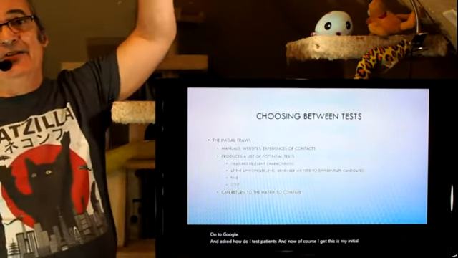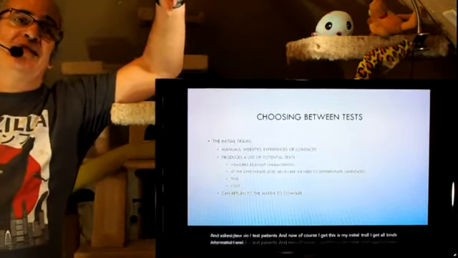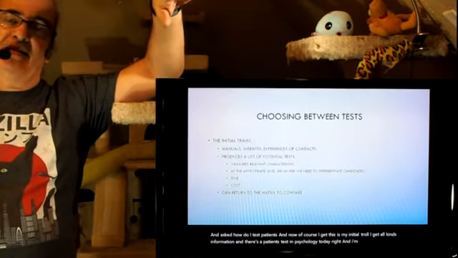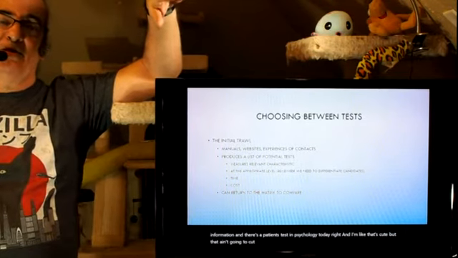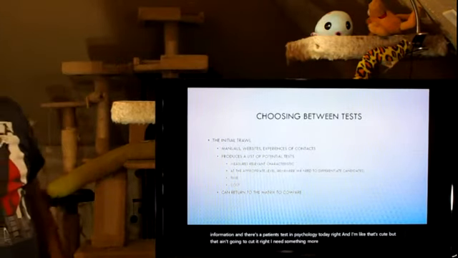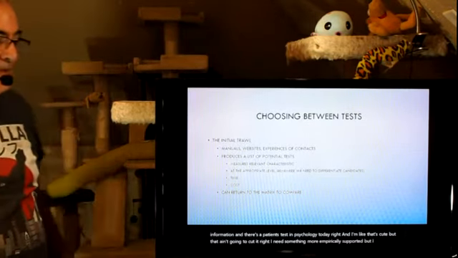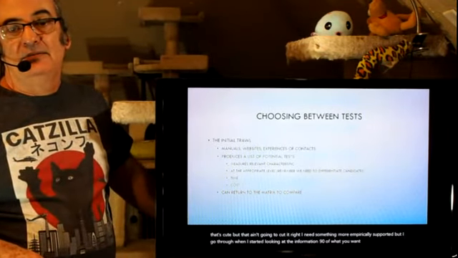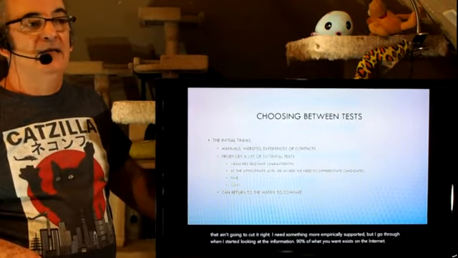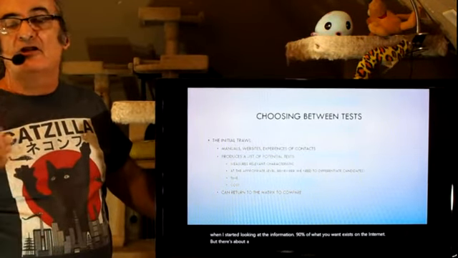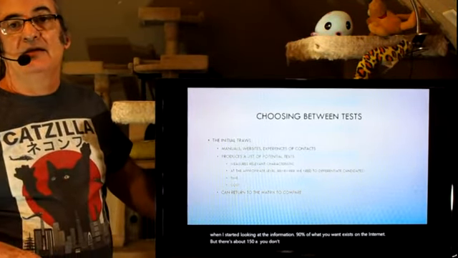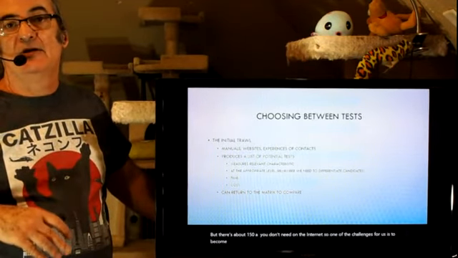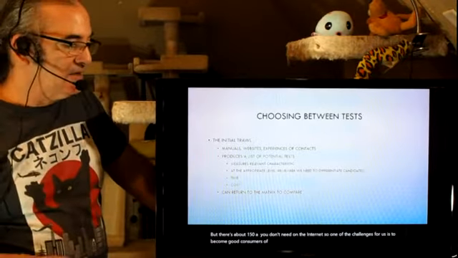I get all kinds of information. And, you know, there's a patience test in Psychology Today, right? And I'm like, okay, that's cute, but that ain't going to cut it. I need something more empirically supported. But I go through and I start looking at the information. 90% of what you want exists on the internet, but there's about 150% of stuff you don't need on the internet. So one of the challenges for us is to become good consumers of information. Separate the good from the bad, necessarily.